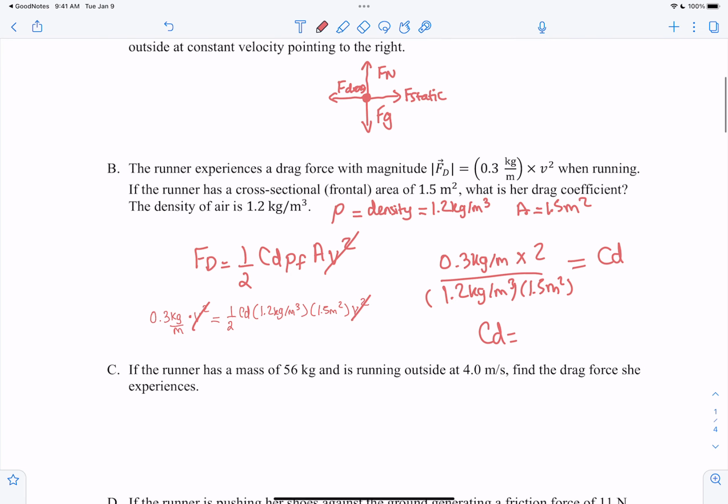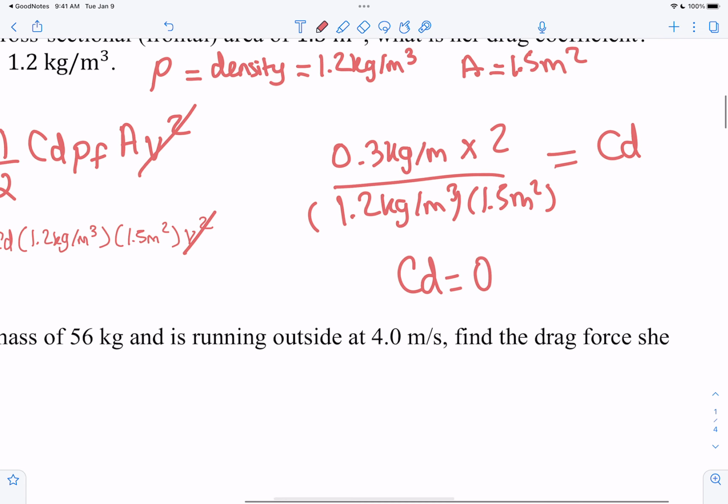Yep, 0.33. Sounds about right to me. Yeah, and drag coefficient, it doesn't have units, I'm pretty sure.